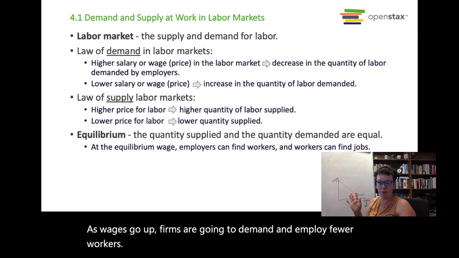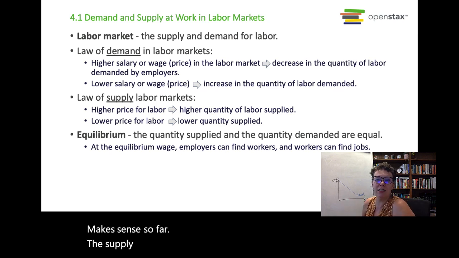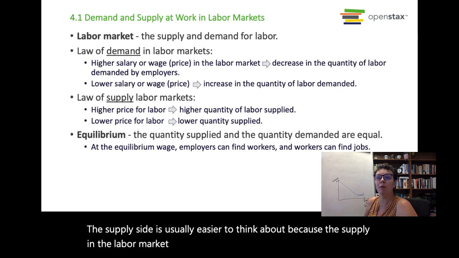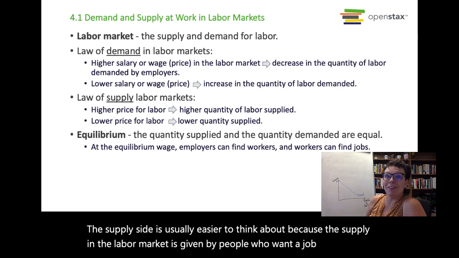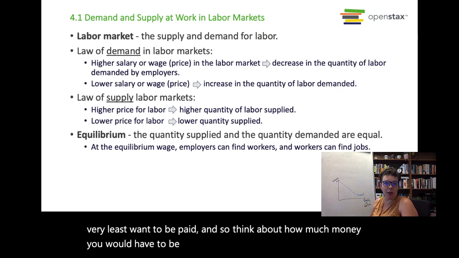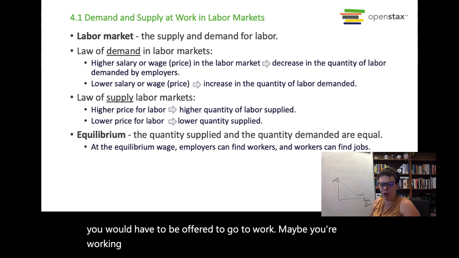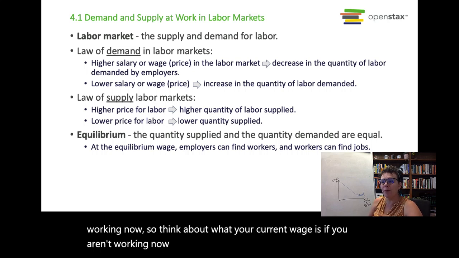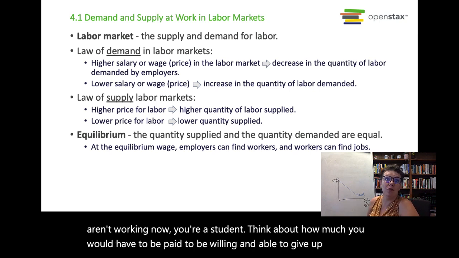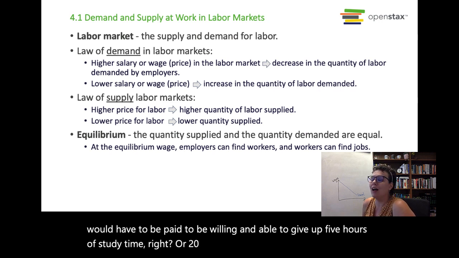Make sense so far? The supply side is usually easier to think about because the supply in the labor market is given by people who want a job, or at the very least want to be paid. And so think about how much money you would have to be offered to go to work. Maybe you're working now, so think about what your current wage is. If you aren't working now, you're a student, think about how much you would have to be paid to be willing and able to give up 5 hours of study time, right? Or 20 hours a week.